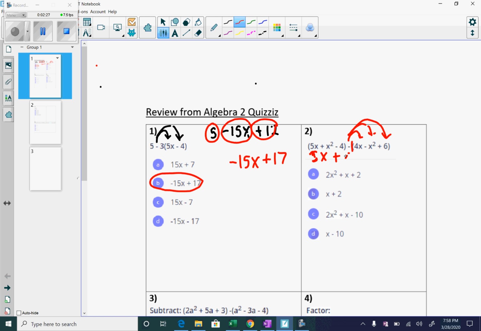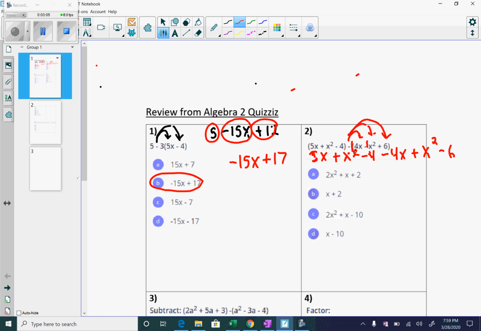5x plus x squared minus 4. Sorry about the pen. And then we're going to distribute that -1. So -1 times 4x gives me -4x. -1 times -1x, we have to be careful there, is +1x squared or +x squared. And -1 times +6 is -6. So as you can see, when we distribute -1, everything in the second set of parentheses changes sign.